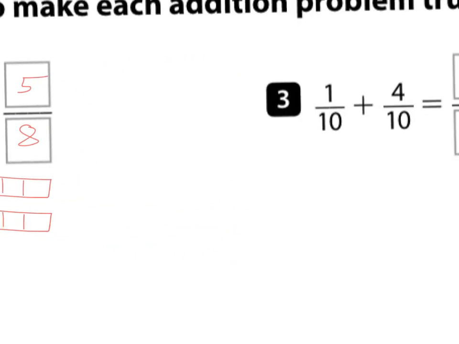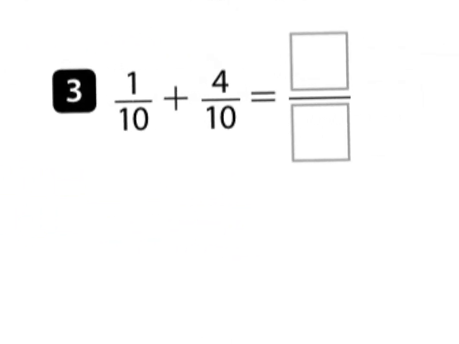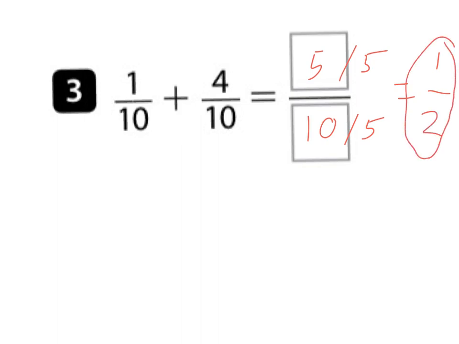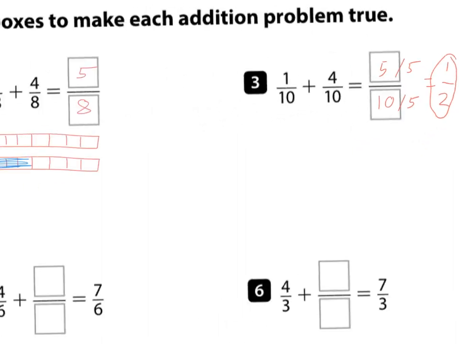Alright, let's cruise on to number 3. You have 1/10 plus 4/10. This one I'm simply going to leave my denominator the same, 10, and I'm going to add my numerators. Alright, this one I'm going to simplify my fraction. What number goes into the numerator and denominator evenly? The largest number that can go into both of those would be 5. 5 divided by 5 is 1, and 10 divided by 5 is 2. So 5/10 written in simplest form is 1/2.